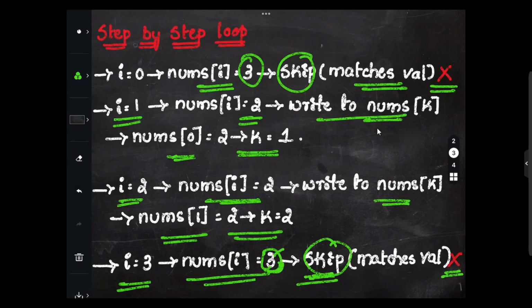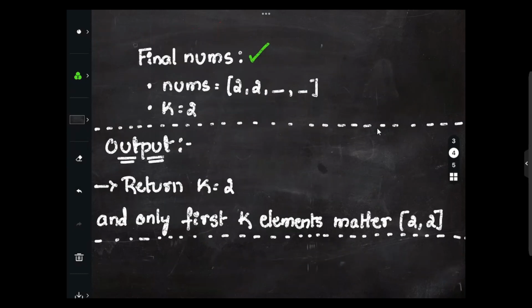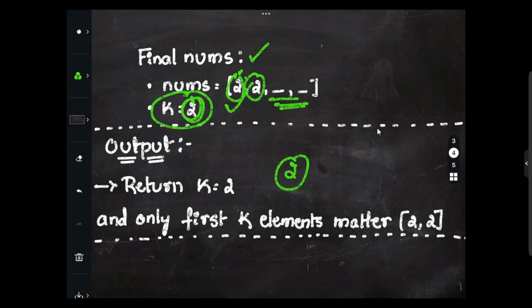So we have been left with two numbers, basically 2 and 2. The final nums is 2 2 underscore underscore, and k equals quite obviously 2 here. The output we need to return is k equals 2, and only the first k elements. The first k elements here are this 2 and this 2, and the other two are left as underscores because we have removed 3 successfully.